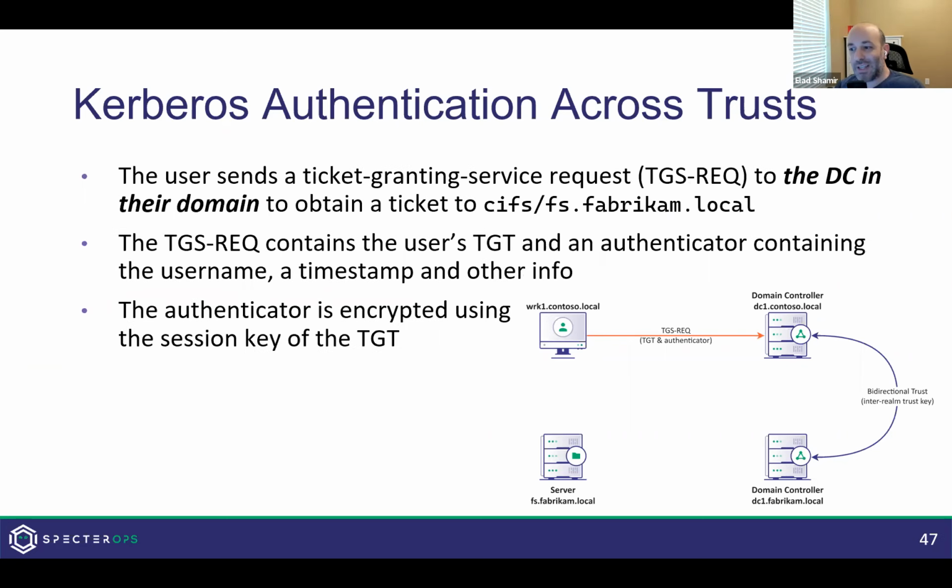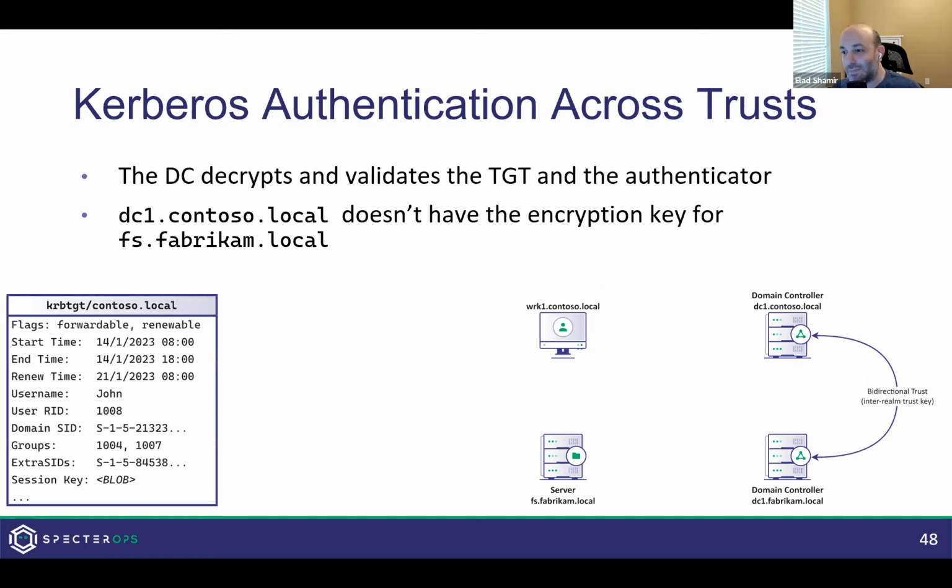Now the user wants to get a service ticket, so he sends a TGS-REQ to a DC in his own domain. Again, it always starts with the user's own domain. The TGS-REQ contains the user's TGT and an authenticator encrypted with the session key. The DC decrypts and validates the TGT and the authenticator. And at this point, if everything checks out, as far as the DC is concerned, the user is authenticated.